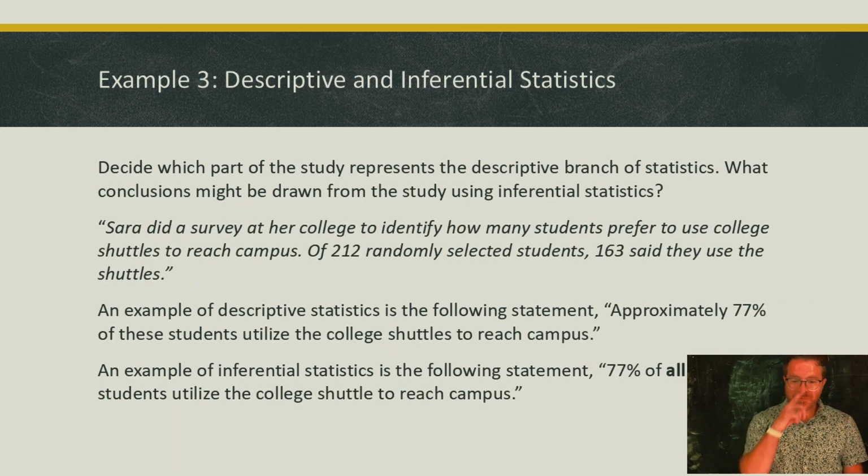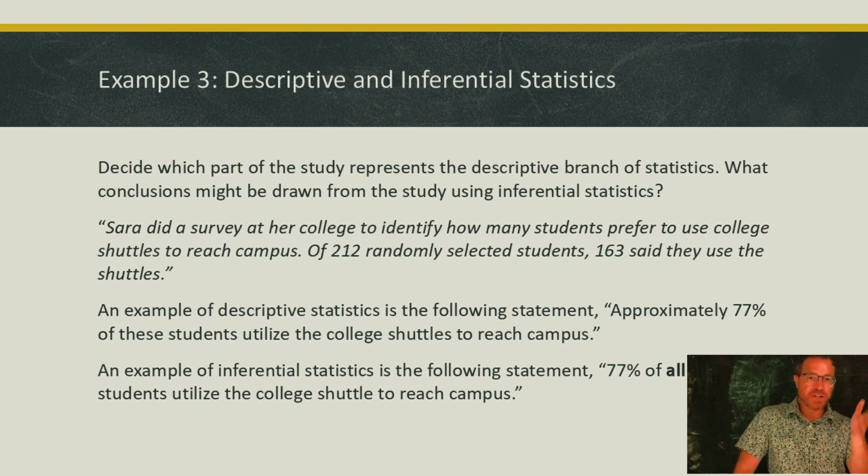Example 3. Sarah did a survey of her college to identify how many students prefer to use college shuttles to reach campus. Of 212 randomly selected students, 163 said they used shuttles. Okay, so in this case, again, we have a sample: 212 students that we're hoping represent all of the student body. She found that 163 said that they used the shuttles, so these are descriptive statistics.